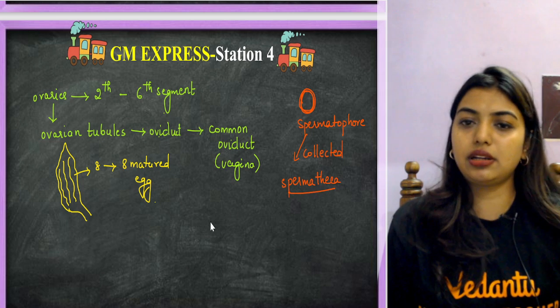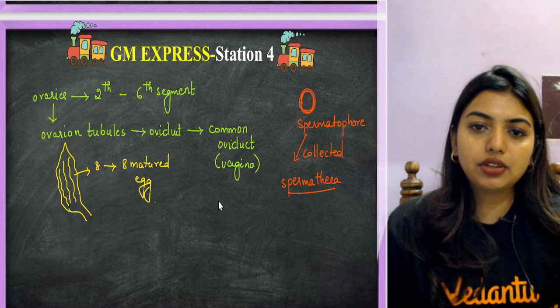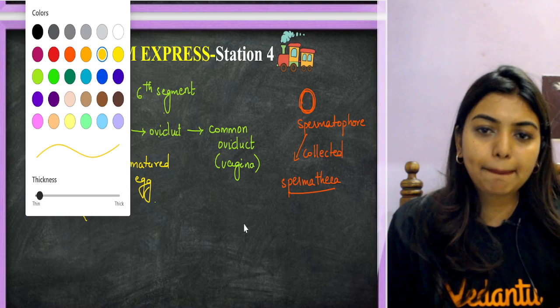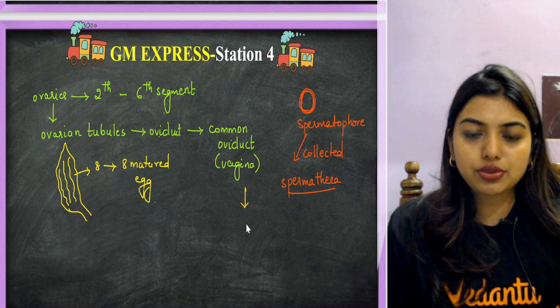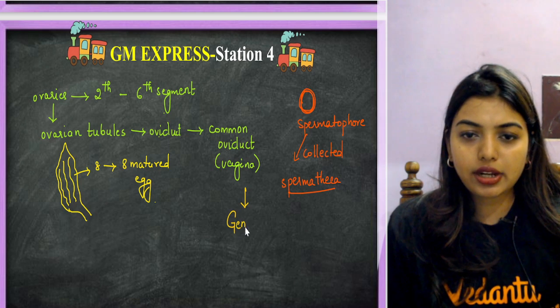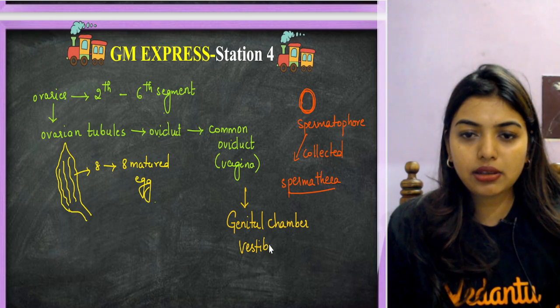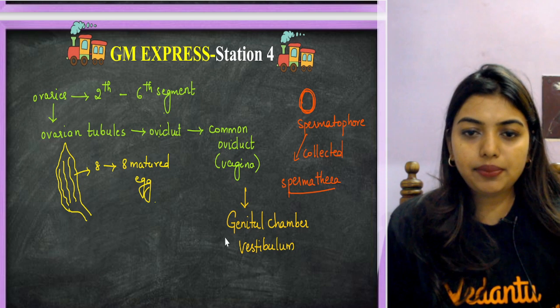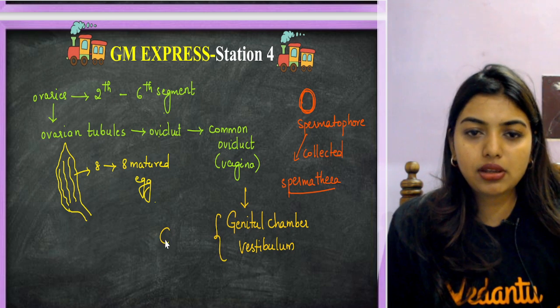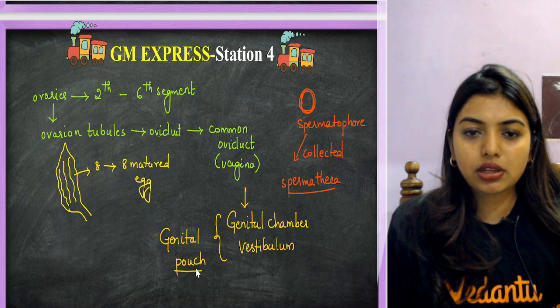Okay, spermatheca. Then after the fertilization, what is going to happen? The egg will go into the genital chamber, genital chamber plus vestibulum together will form the genital pouch. Okay, genital pouch. Yes or no?